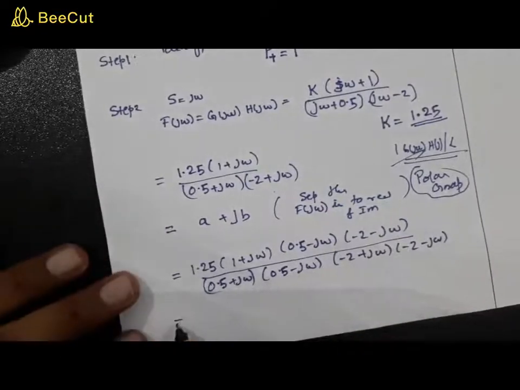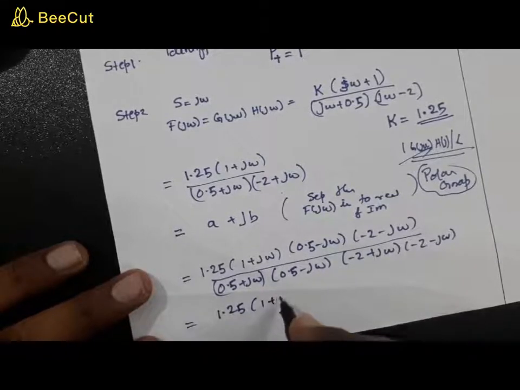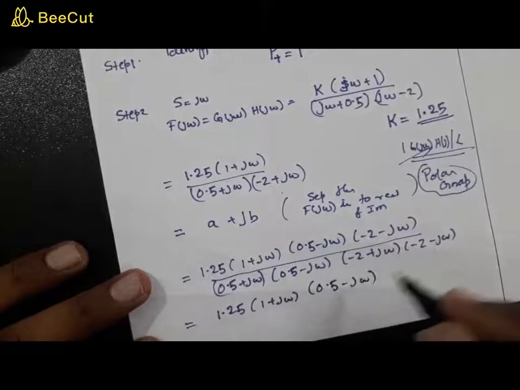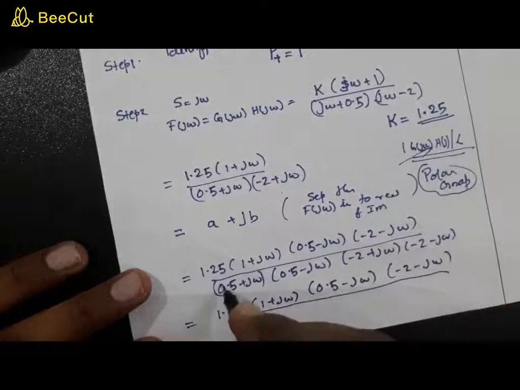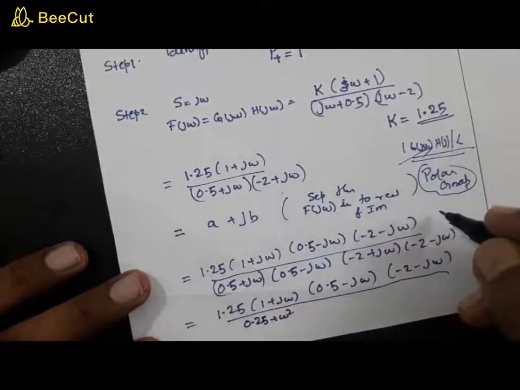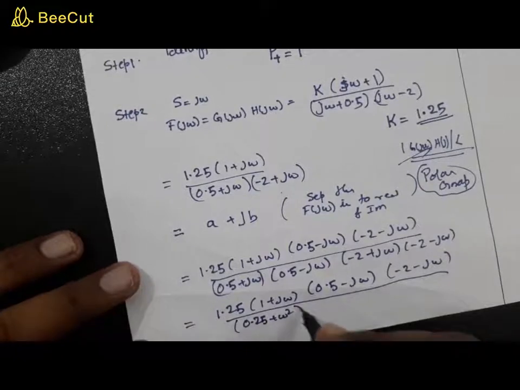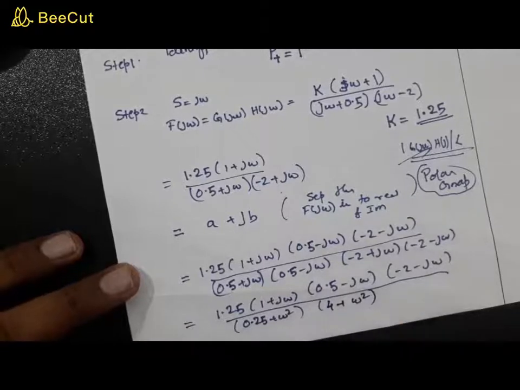So we know that the result is going to be 1.25 into (1 plus j omega) into (0.5 minus j omega) into (minus 2 minus j omega) divided by, what is this? This will be 0.5 square, which is 0.25, plus omega square, isn't it? (a plus jb) into (a minus jb) is a square plus b square. So this will be equal to 4 plus omega square. So you'll be getting this.